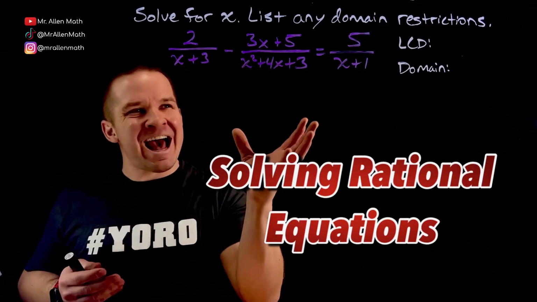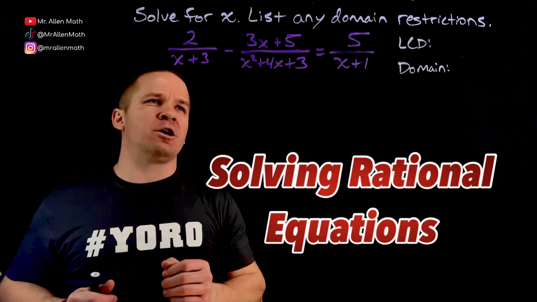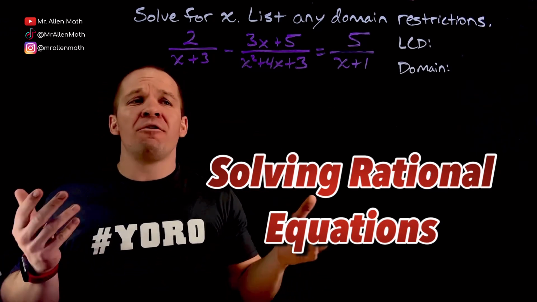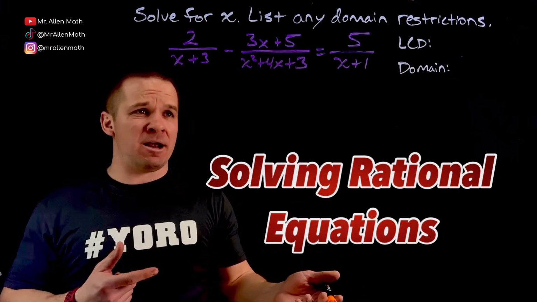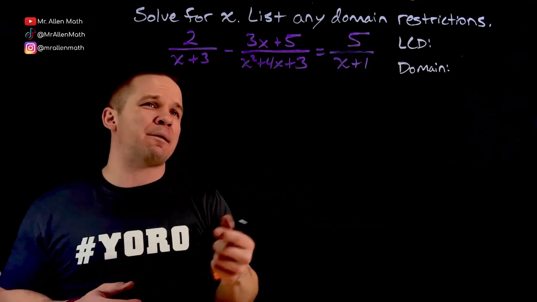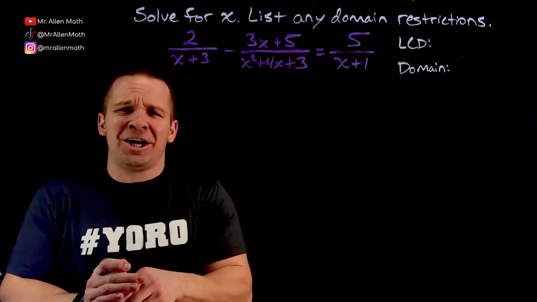We're about to solve for x in this rational equation, and we're going to list any domain restrictions. Now, when solving rational equations, the first thing I have to do is figure out my least common denominator, and to do so, I'm going to have to factor this one right here. Anything that can be factored in my denominator needs to be factored.